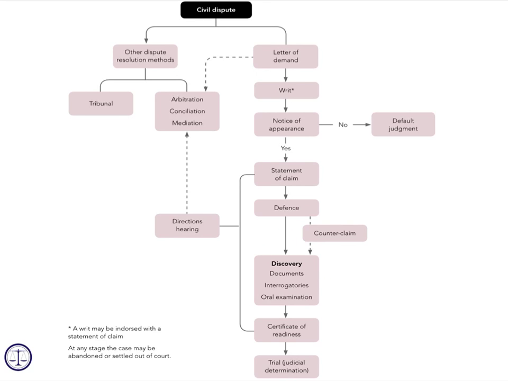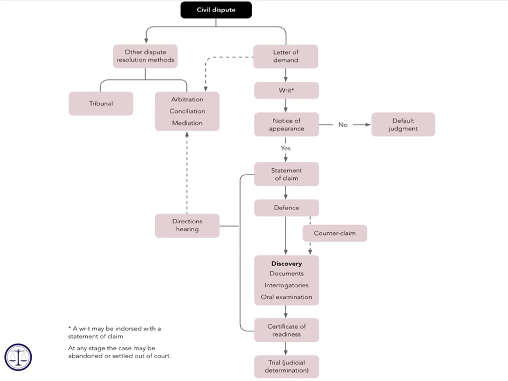Discovery is the stage of the pre-hearing in which parties exchange further details. They might exchange documents, something called interrogatories, and oral examination of witnesses. In other words, at this stage, the parties gather the evidence they're going to need at trial, and then they exchange that information with the other side.